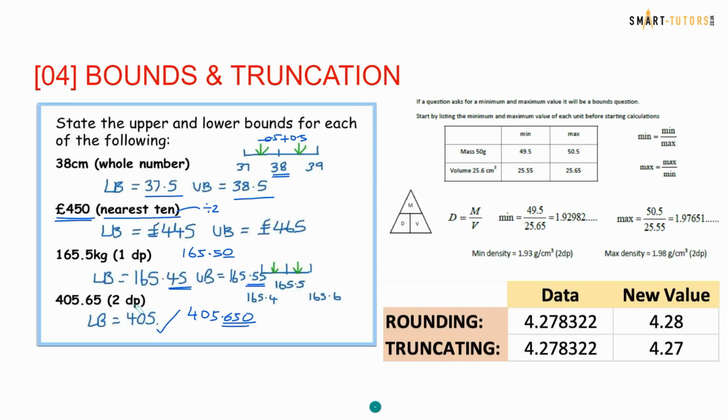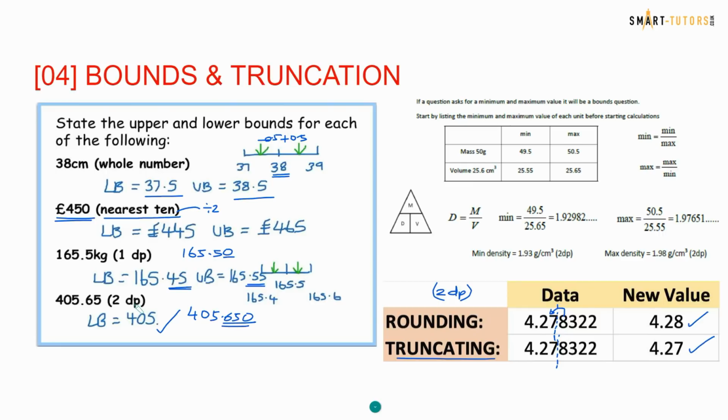Truncation means, let me quickly look at this one. The data rounding is 4.278322. Round to 2 dp means 4.27 at this point is the limit. So the 8 is more than 5. He will give 1 and 4.28. That is the answer. When you are truncating, you are not applying the roundup rule. You just cut the number as it is. Whether it's more than 5 or less than 5, the answer is 4.27.